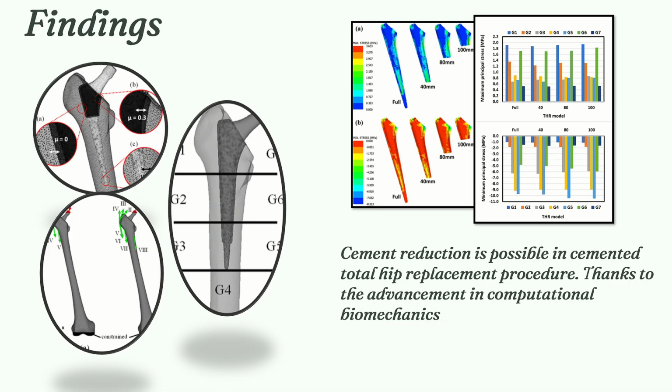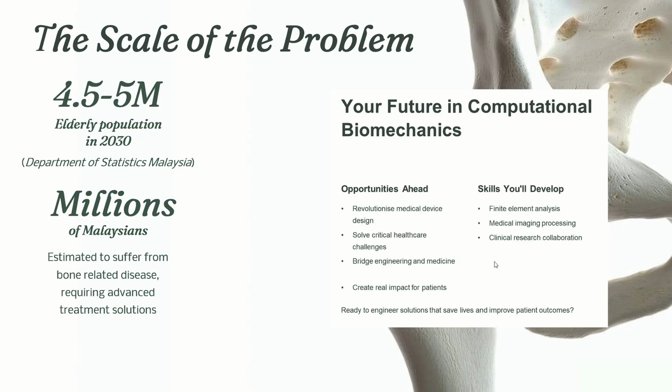All of this is thanks to the advancement in computational biomechanics; we can now provide a new solution to improve hip replacement procedures. Before I end, let's remember the scale of the problem. By 2030, Malaysia's elderly population is expected to reach 5 million. That means millions of people may face bone-related diseases and need advanced treatments. So to the younger generation, let's work together as engineers to contribute to healthcare and improve the well-being of our society.